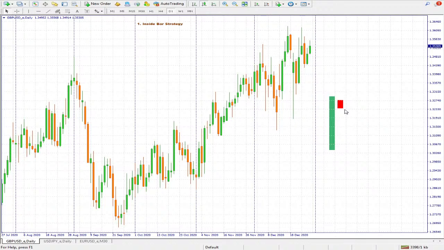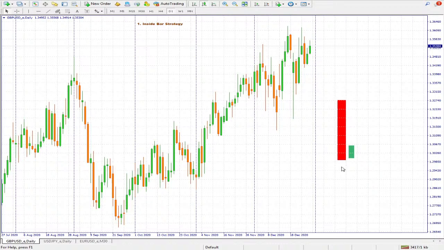The same thing is true for a sell. If you have a big red candle and then the next candle which comes after that opens above the close of the previous one, like it opens above the close which is here, and closes below the open of this candle. So the next candle will be something like this. This becomes an inside bar candle.